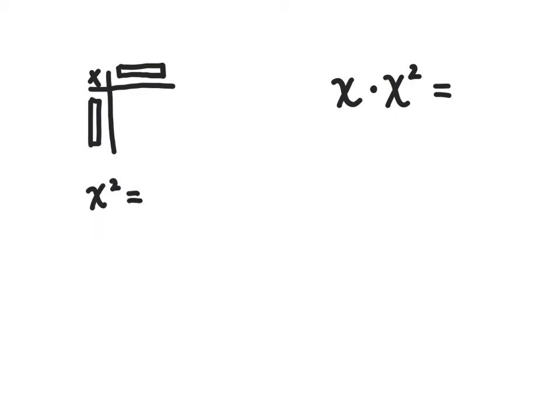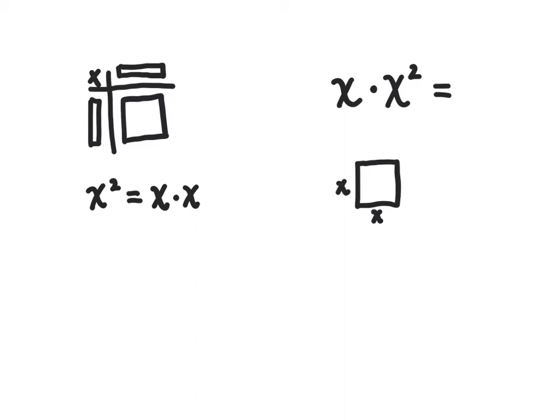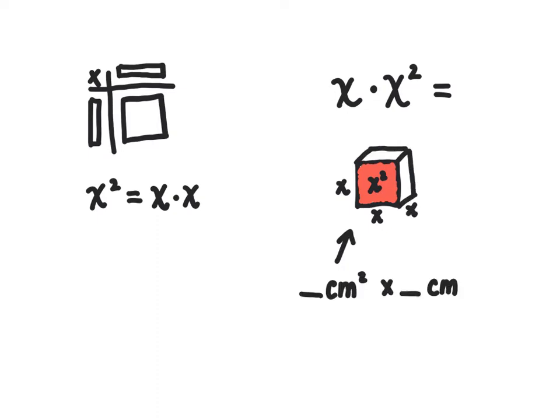Before we look at our next example, we need to know what happens when we multiply an x by an x squared. If we expand what we know from an area model, we know that an x squared is made up of an x multiplied by an x. If we multiply an x squared by another x, then it's like multiplying an area, measured in centimeters squared, by another dimension measured in centimeters. We know that this would give a volume measured in centimeters cubed. Similarly, when an x is multiplied with an x squared, we get an x cubed.